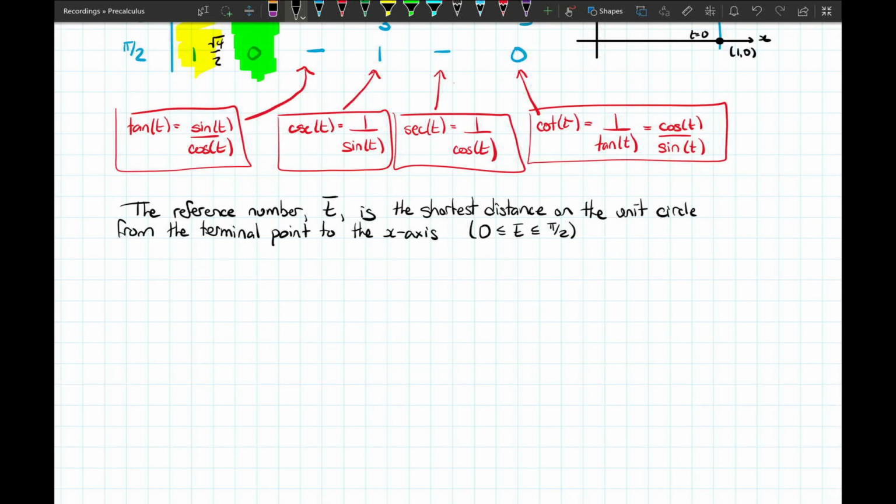The reference number, which we denote as t bar, is the shortest distance on the unit circle from the terminal point to the x-axis. And you can never have that distance be more than pi over 2. And we're always going to treat this as a positive distance. Now, that will be calculated differently depending on what quadrant we're in.